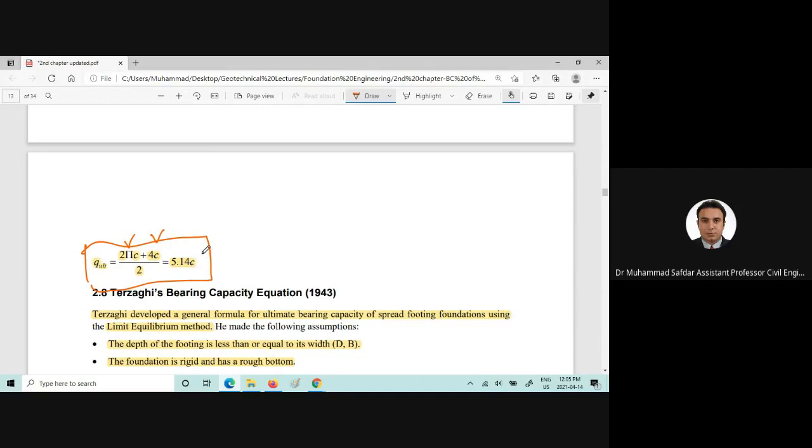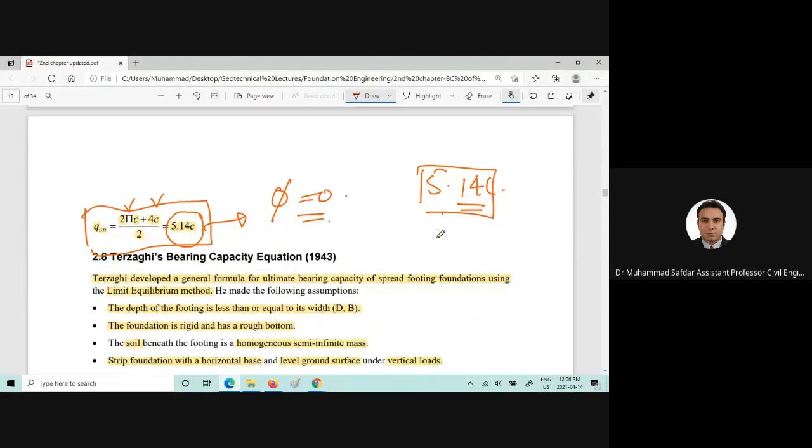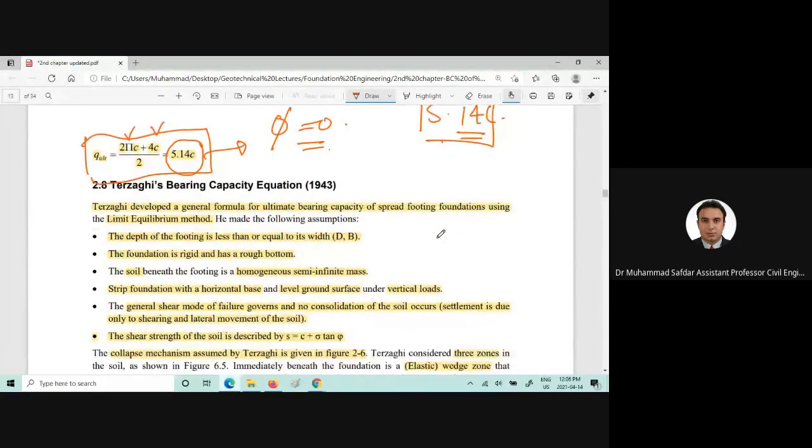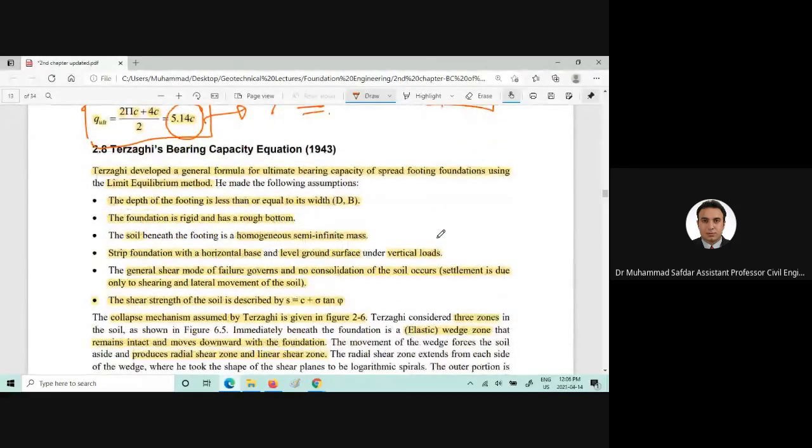So you can take the average ultimate bearing capacity for phi equal to 0 soil, it's 5.14 C. So that's another value which you can remember, the average value of the bearing capacity. Here is a more detailed and advanced method which is generally used for solving examples and problems, and also finding the bearing capacity of the soil.